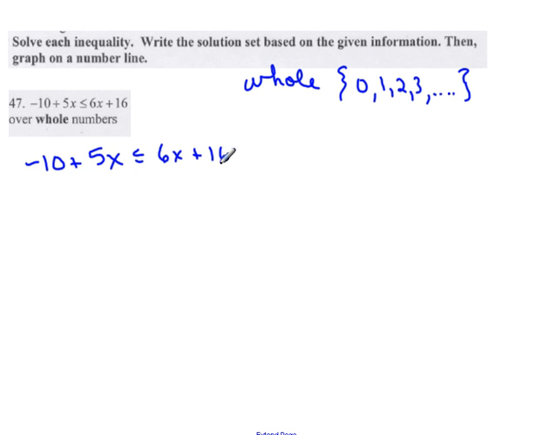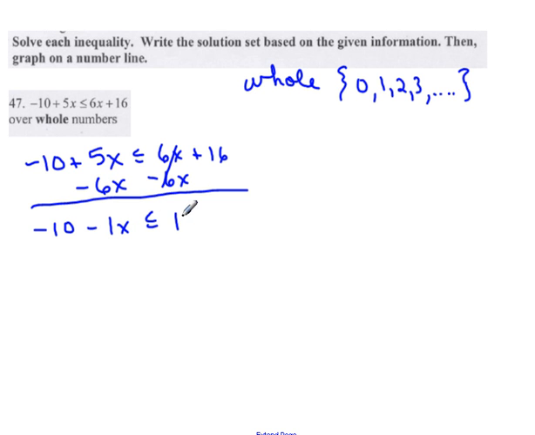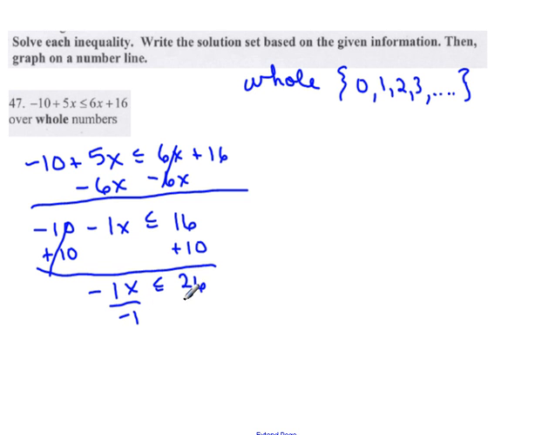That means we want to bring the variable to the left by subtracting 6x. So I get negative 10 minus 1x less than or equal to 16. Numbers to the right by adding 10. Negative 1x less than or equal to 26. Divide by negative 1. And x, remember that when you divide by a negative, you flip the direction of the inequality to be greater than or equal to negative 26.